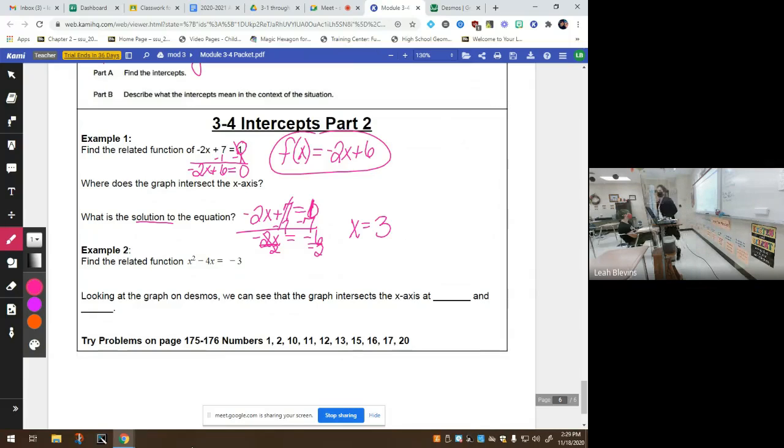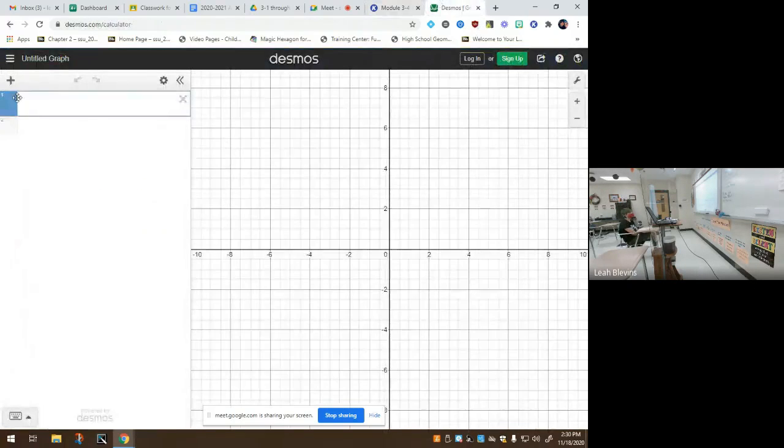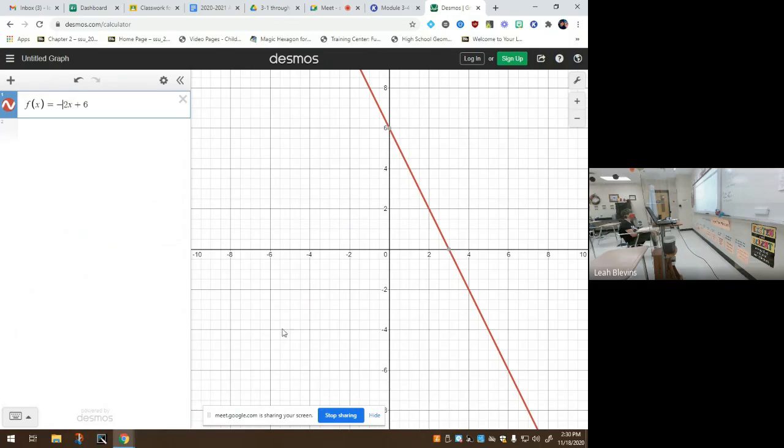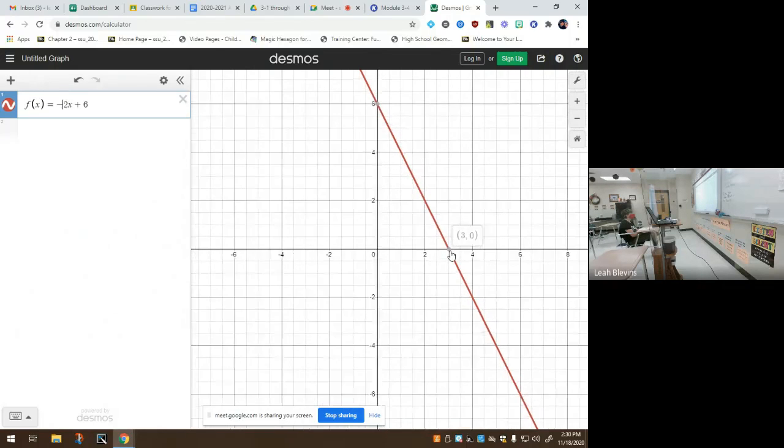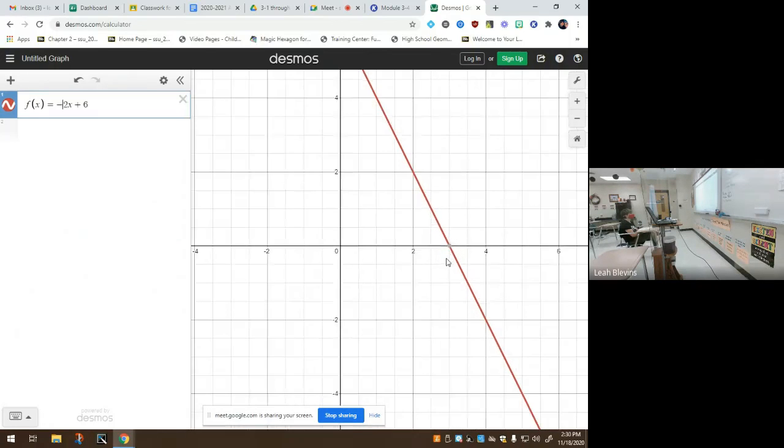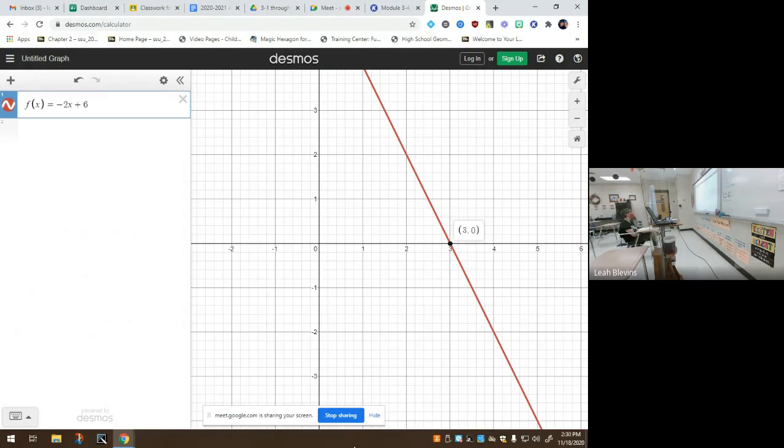Now, what I can do is graph this. So I have Desmos pulled up here. I'm going to go to Desmos and graph f of x equals -2x plus 6. And it asks me to look at where that line crosses the x-axis. Where does it cross the x-axis? Over here at 3.